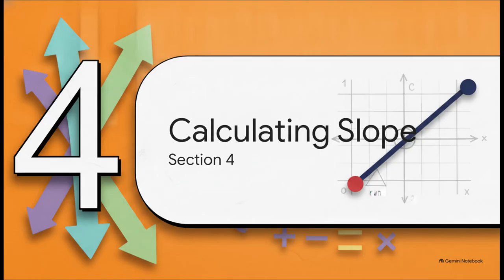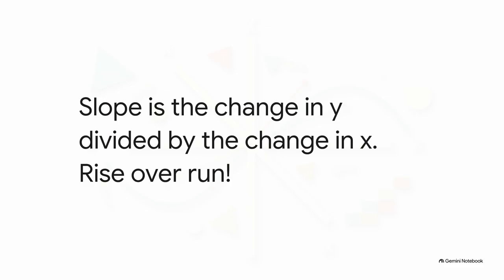Section 4, calculating the slope. So how do we find the actual number? Well, we use the slope formula. We represent slope with the letter m, and it's simply a matter of dividing our vertical change, which we call the rise, by our horizontal change, the run. It's just a ratio comparing how far up against how far over.